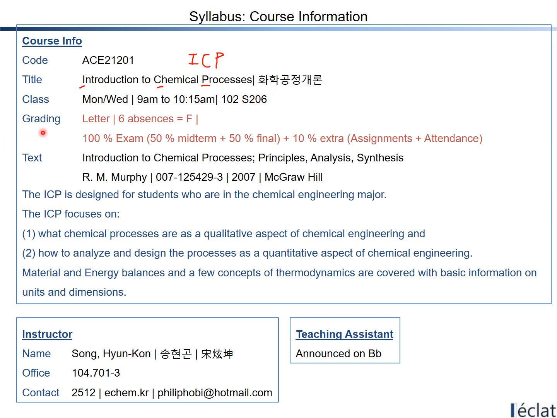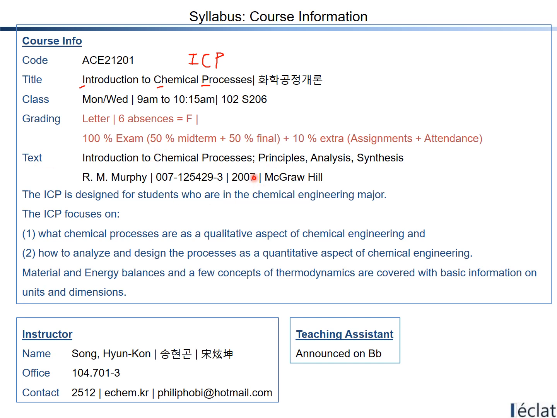So for grading, of course, I will use the letter grading system including A, B, C, D, F with plus and minus or 0. Six absences indicate just F without any evaluation. Your activity in this class is graded by 100% examination, 50% from the midterm, 50% from the final, and you also have an extra 10% point, which comes from assignment plus attendance.